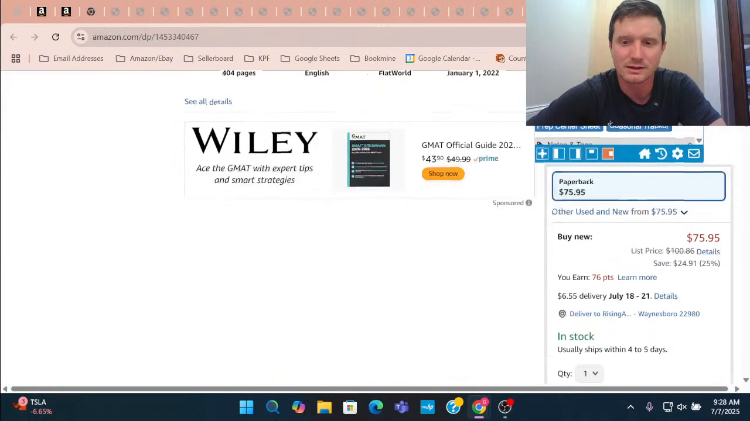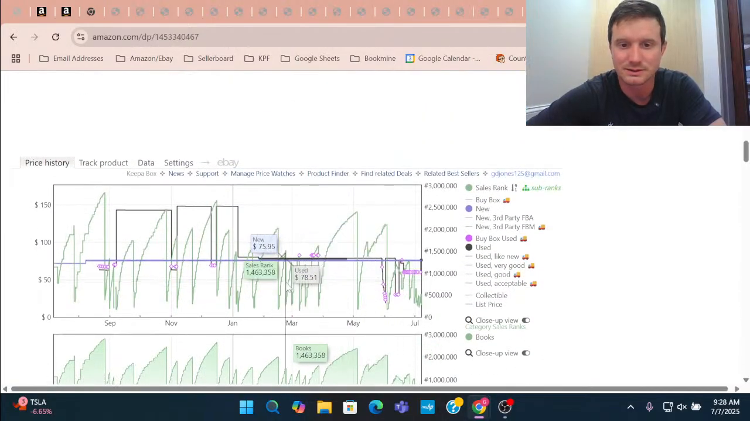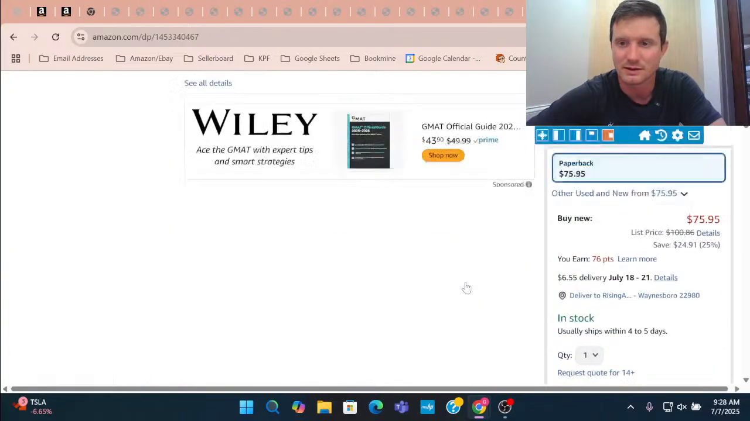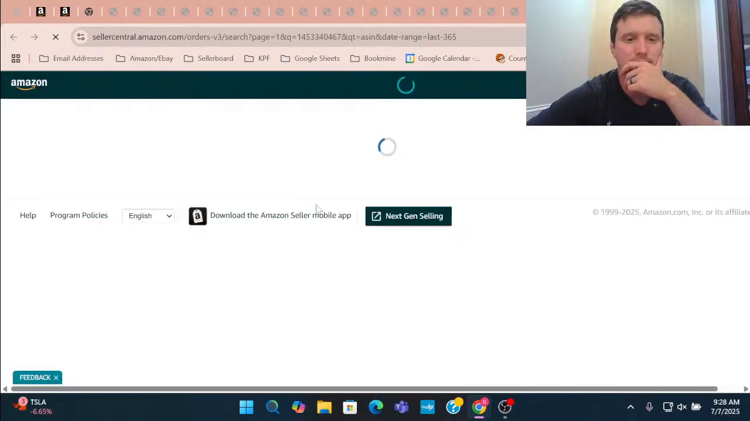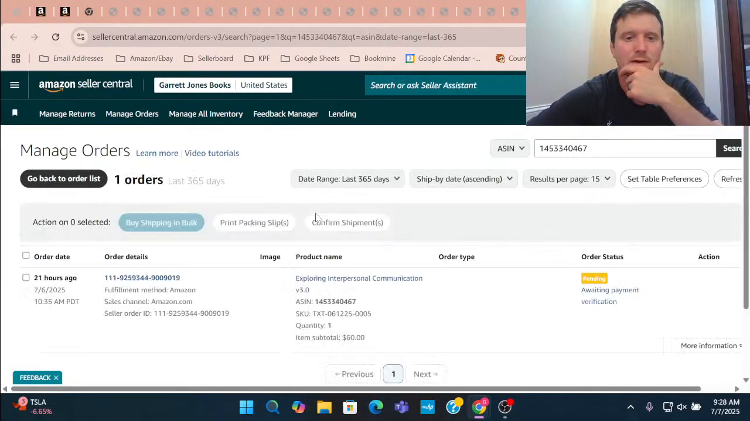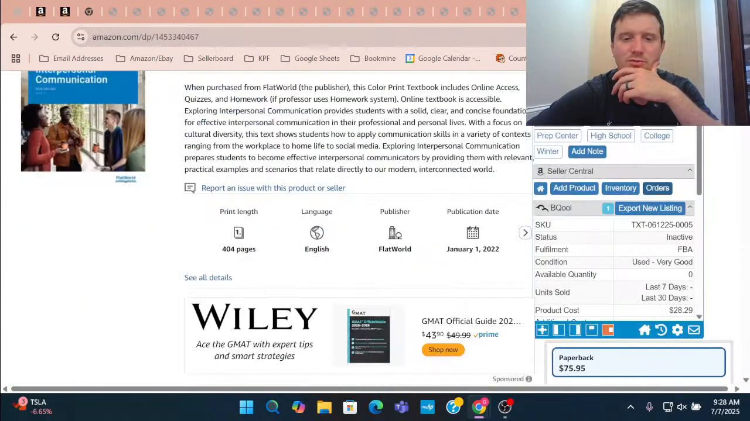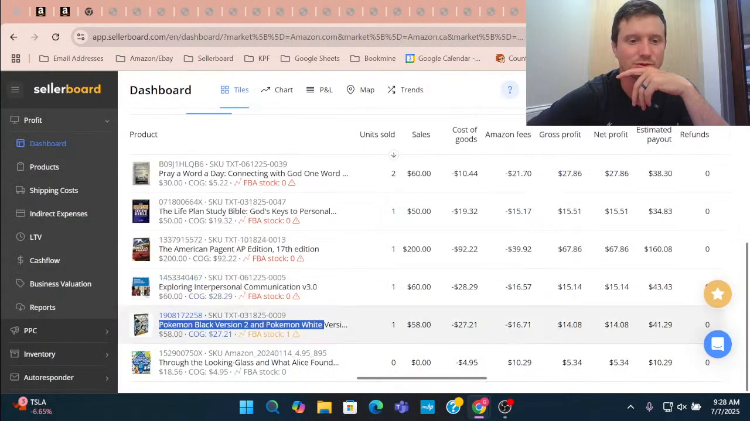And if we look at it, it's a decent book. Definitely doesn't sell like crazy, but it sells quite a bit throughout the year. And I've sold this one, I think, a couple times. Let's look at it right now. Oh no, just once. I could have sold it further back in time, but I'm not going to take the time to filter it all through. But that's how you get that.